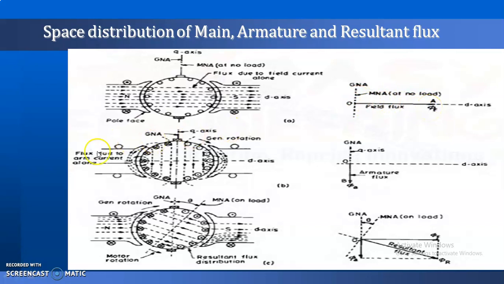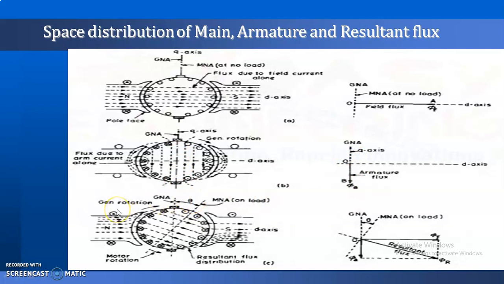Now in the second figure, only the armature winding is excited. Under the north pole we take a cross, and under the south pole we take a dot, and here is the direction of rotation. By applying the thumb rule, the armature flux is vertically downward, shown as OB.